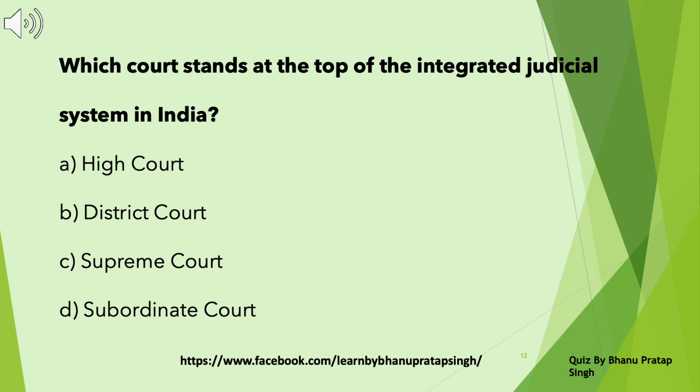Which court stands at the top of the integrated judicial system in India? A. High Court. B. District Court. C. Supreme Court. D. Subordinate Court. Choose the correct answer. Answer C. Supreme Court.